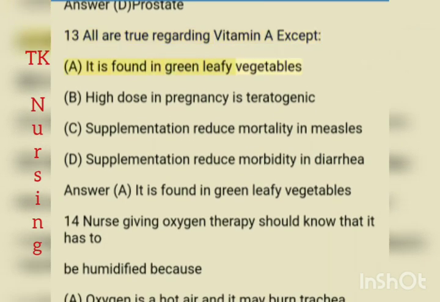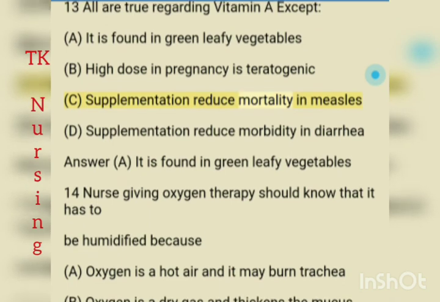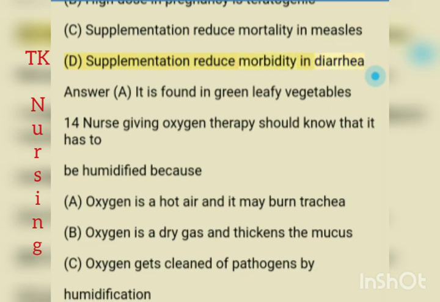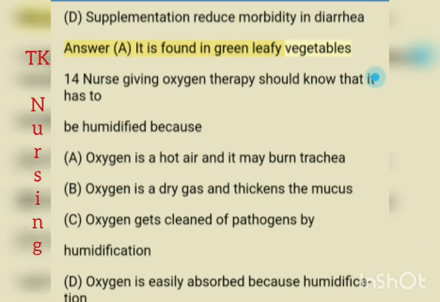13. All are true regarding vitamin A except A. It is found in green leafy vegetables. B. High dose in pregnancy is teratogenic. C. Supplementation reduces mortality in measles. D. Supplementation reduces morbidity in diarrhea. Answer A. It is found in green leafy vegetables.